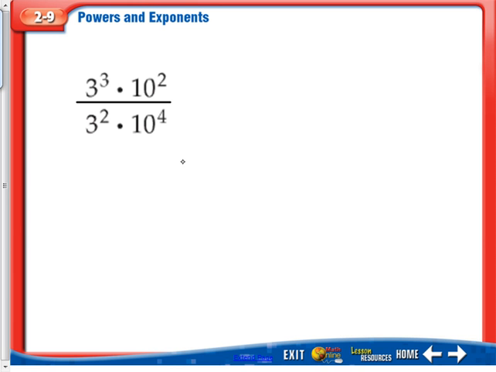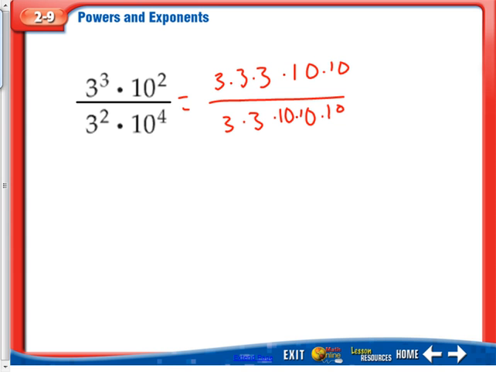Okay, so now we have some numbers with common bases. I kind of mentioned that before. If you have common bases, you can actually do some things here to cancel this out. I'm going to write this out just so you can kind of see what it looks like. So it's going to be 3 times 3 times 3 times 10 times 10, all divided by 3 times 3 times 10 times 10 times 10 times one more 10.